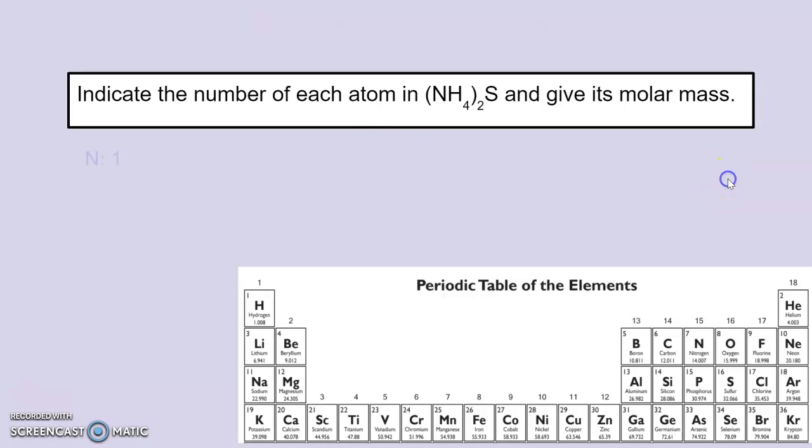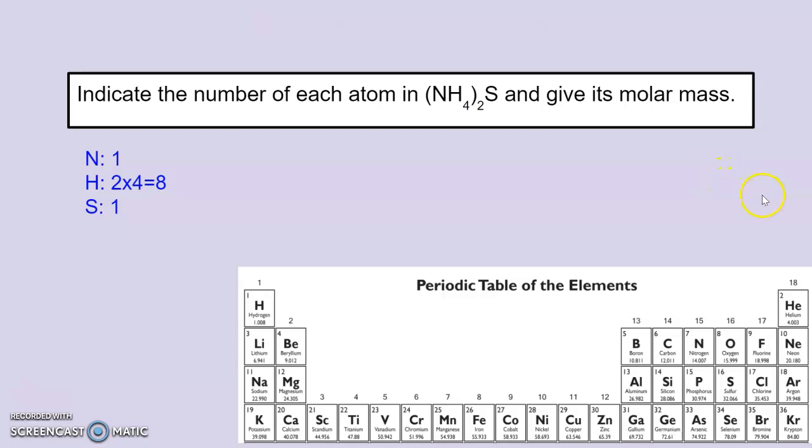Here's the answer. There's 1 nitrogen here. There are 8 hydrogens and 1 sulfur. Remember that when there's a parenthesis, you need to distribute. So this little 2 out here, the subscript, goes to the N and also to the H. And that's how those numbers, whoops, there should be 2 N's. Fix that, 2 N's, 4 H's, and 1 S.